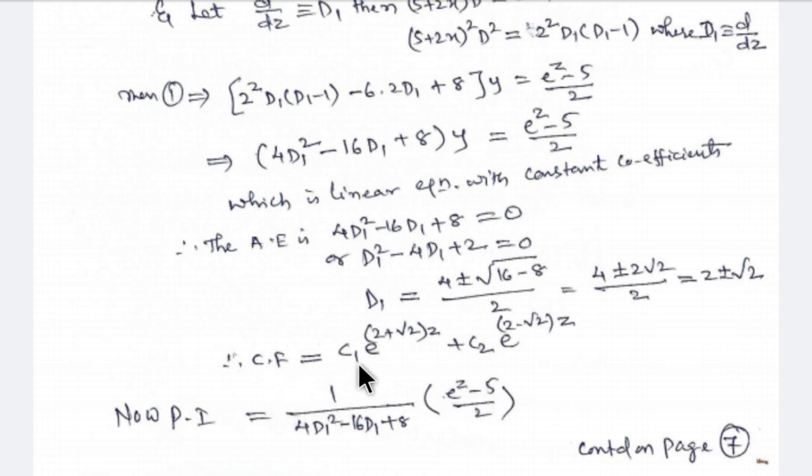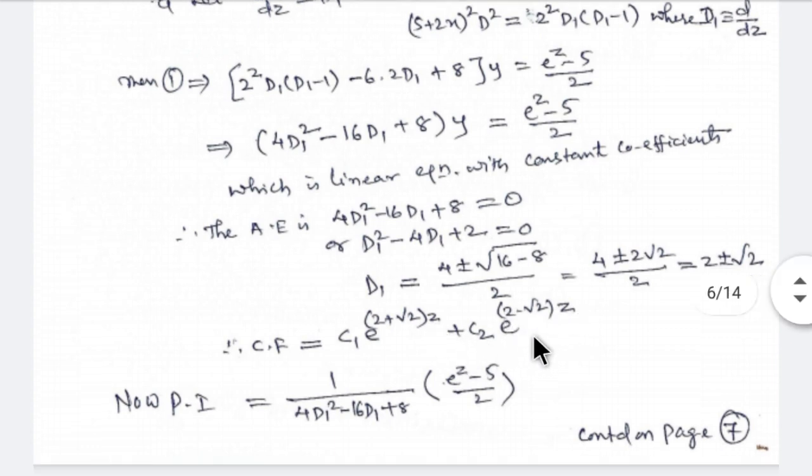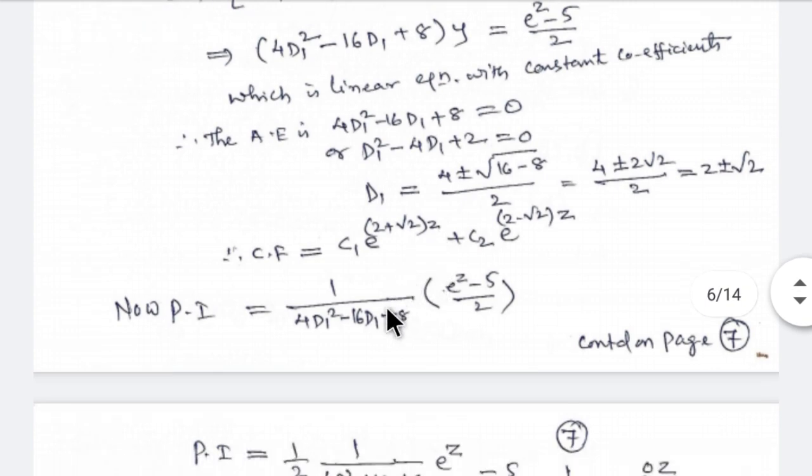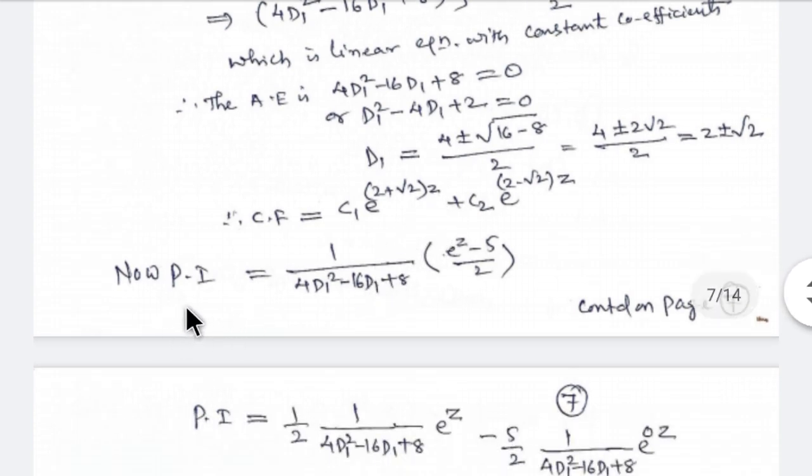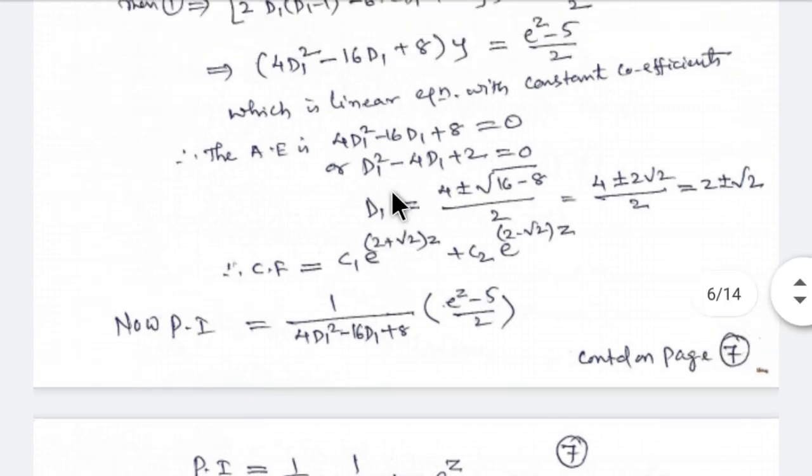So write the complementary function: c1 into e raised to 2 plus root 2 z, plus c2 into e raised to 2 minus root 2 z. This is the complementary function. Particular integral equals 1 by the symbolic coefficient of y, 1 divided by 4D1 square minus 16D1 plus 8, operating on the RHS, e raised to z minus 5 divided by 2.